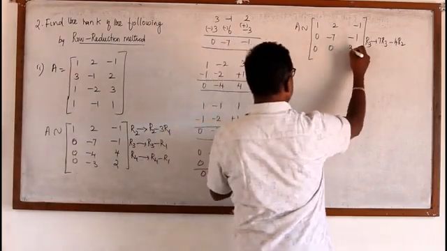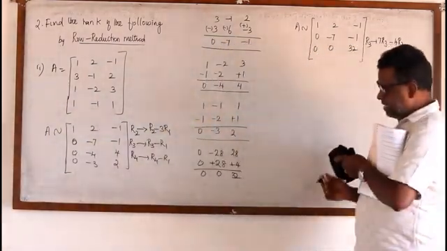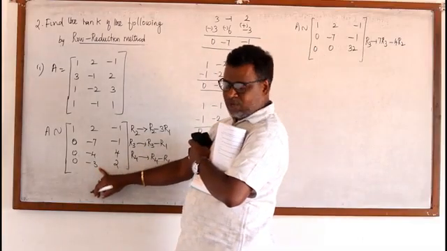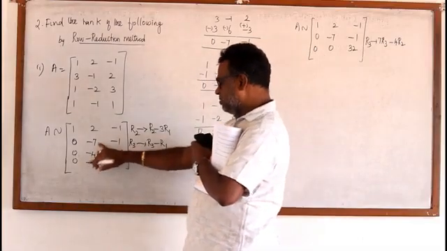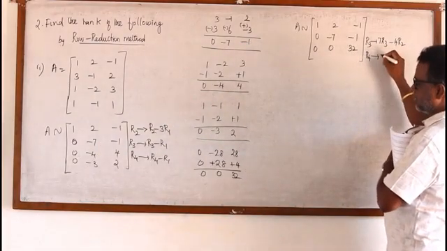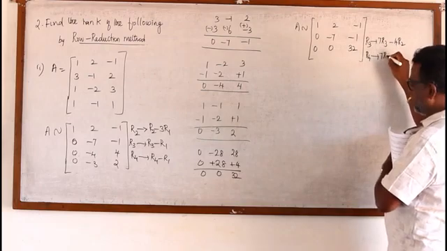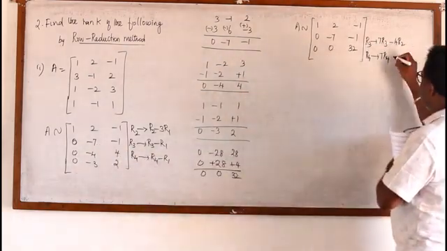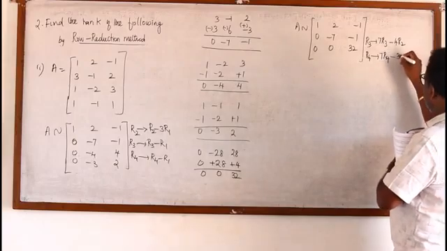Similarly, shall I multiply this one by 7, it becomes 21, and this one by 3, that will become 21. So R4 is written as 7R4, which gives minus 21, and then minus 3R2.